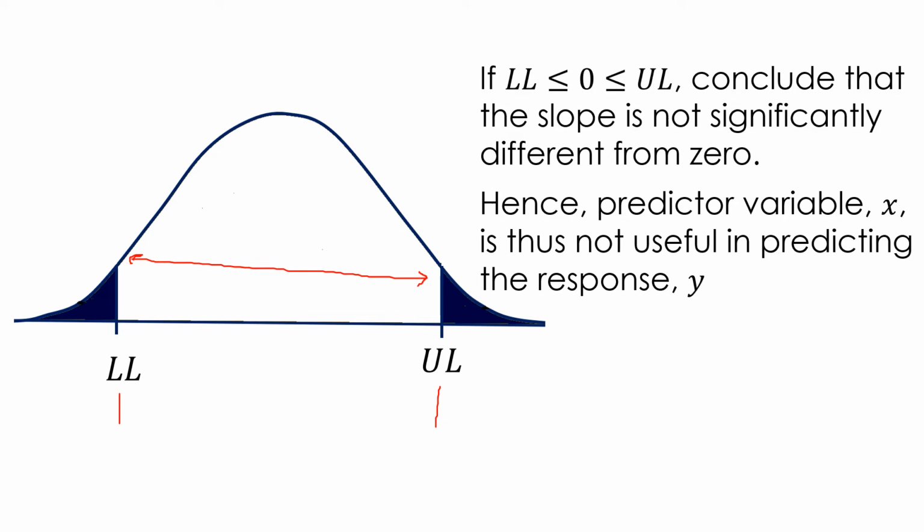Now, to determine if the slope is significantly different from 0, we look at the lower limit and the upper limit. If 0 lies somewhere in between them, that is 0 is somewhere within this interval, then we conclude that the slope is not significantly different from 0. And if the slope is not significantly different from 0, then the predictor variable x is not going to be useful for predicting the response y.